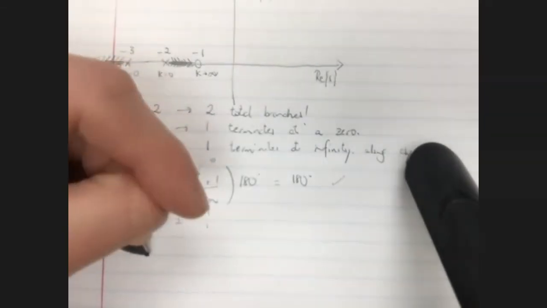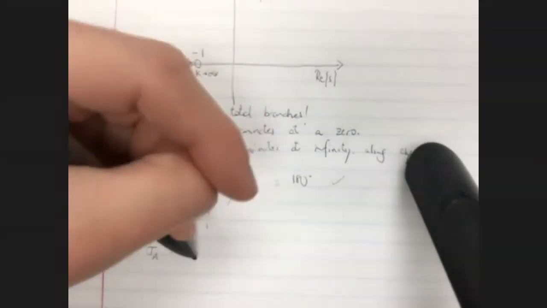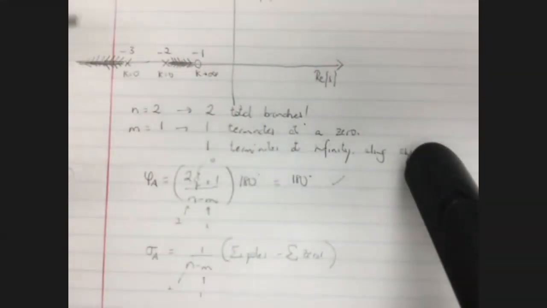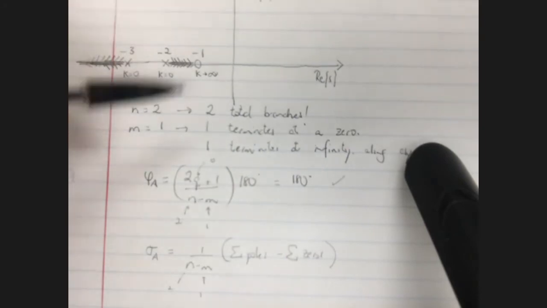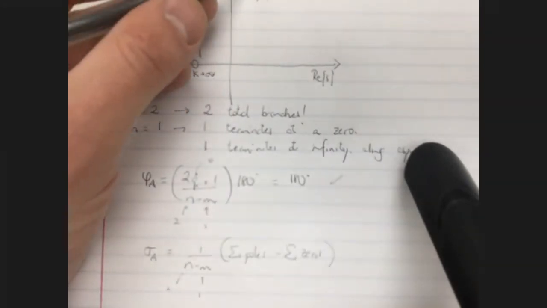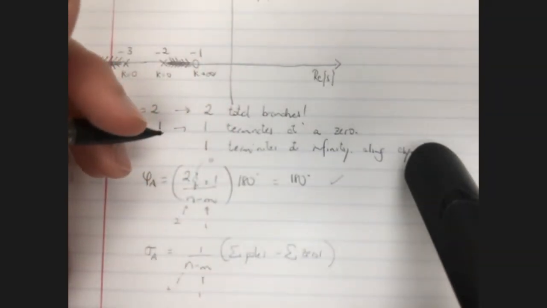Notice the center of the asymptote, this sigma A, doesn't really matter a whole lot. You can do it, but again, it's 1 over n minus m, then the sum of the poles minus the sum of the zeros. So here, n minus m is going to be 2 minus 1, so 1 over 1. And then the sum of the poles, we've got -2, -3. And then the 0 is going to be -1. So -2 plus -3 is -5, minus -1, -4 again, right? So it's going to be -4.